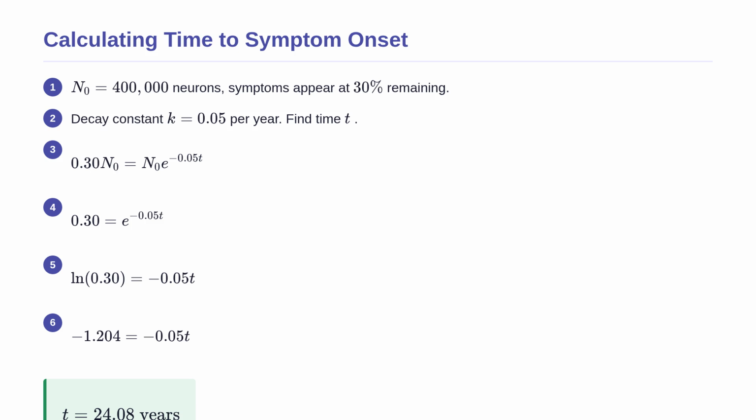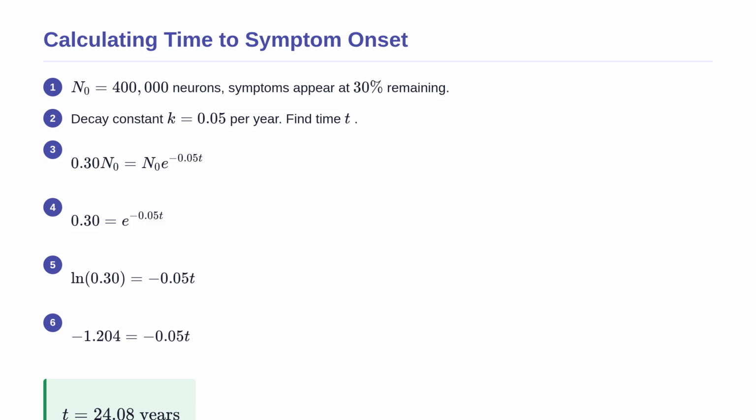We set up our equation by substituting N(t) with 0.30 times N0. Next, we divide both sides by N0, which beautifully cancels it out. To get the variable t out of the exponent, we take the natural logarithm of both sides. The natural log of 0.30 is approximately negative 1.204. Finally, we divide by negative 0.05. The negative signs cancel out, giving us a final answer of 24.08 years.